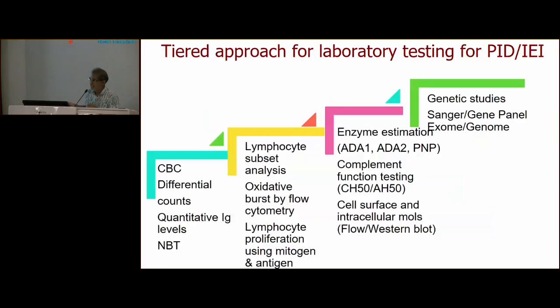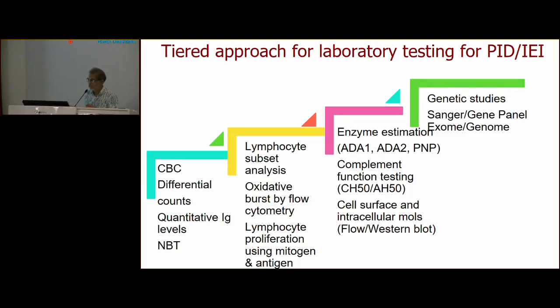However, as I said, a tiered approach is useful, where you do the basic investigation first, so a complete blood count including differential counts, quantitative immunoglobulins. You could do a nitroblue tetrazolium dye reduction test, move on to a lymphocyte subset analysis. You could do an oxidative burst by flow cytometry, and then you could do some functional tests for T cell function, like lymphocyte proliferation using mitogen or antigen. And then there are some other specialized tests.